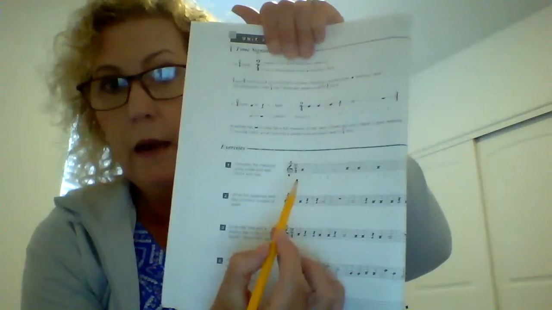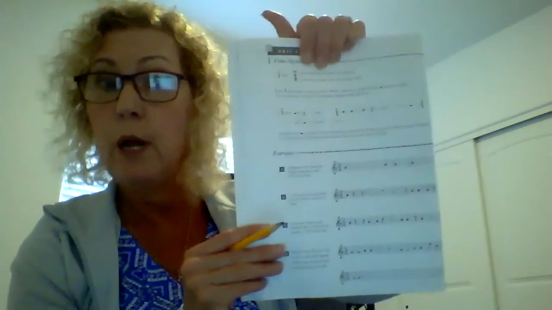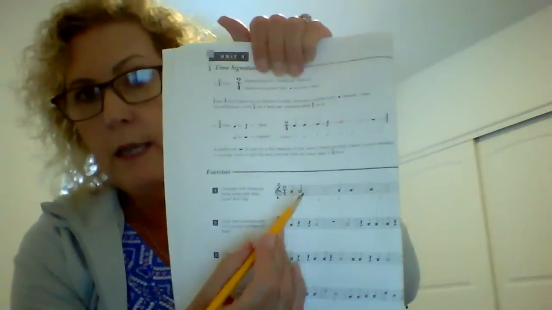All right, number 1, complete the measures using notes and rests, and then count and clap them. So we are looking for 2 beats in each measure. And so if we've got a quarter note here, it's asking you to put what kind of a note would come in next. You could put in a rest if you want to, or you could put in a note. In my first measure, I'm going to put in an identical note because I know I've already had 1 quarter note, and now a second quarter note is going to equal 2.